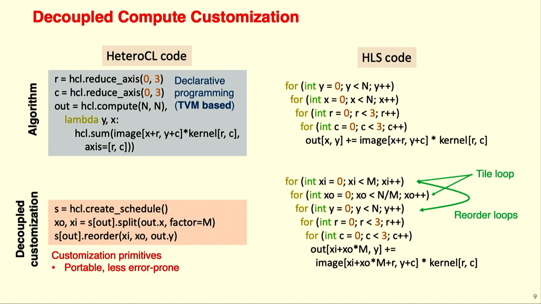Okay, so I just want to give you a quick example. Of course, we are leveraging all the awesome language features from TVM, so we also support declarative programming. HeteroCL is based on TVM. We naturally support these decoupled compute customizations, like loop unrolling and tiling. Of course, in some cases the way we handle that for FPGA is somewhat different from the way we handle that for CPU and GPU. But this is not new, we are just leveraging TVM.